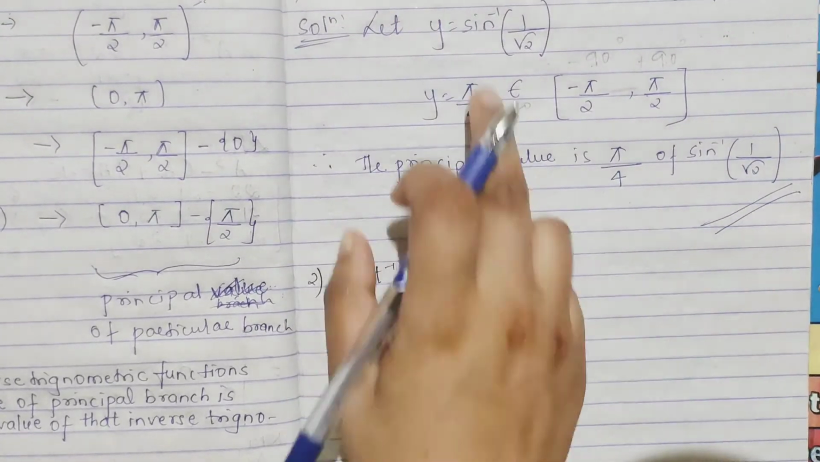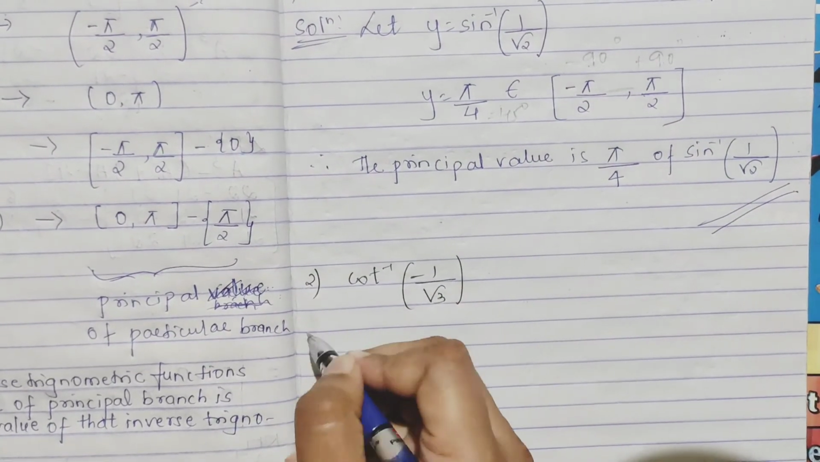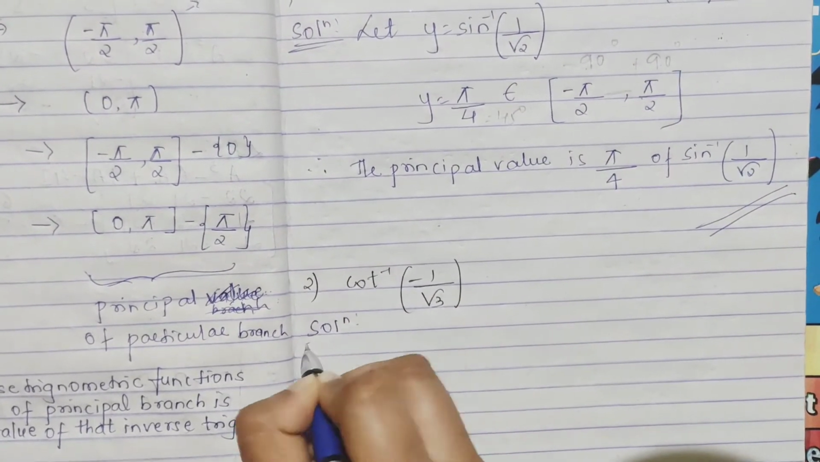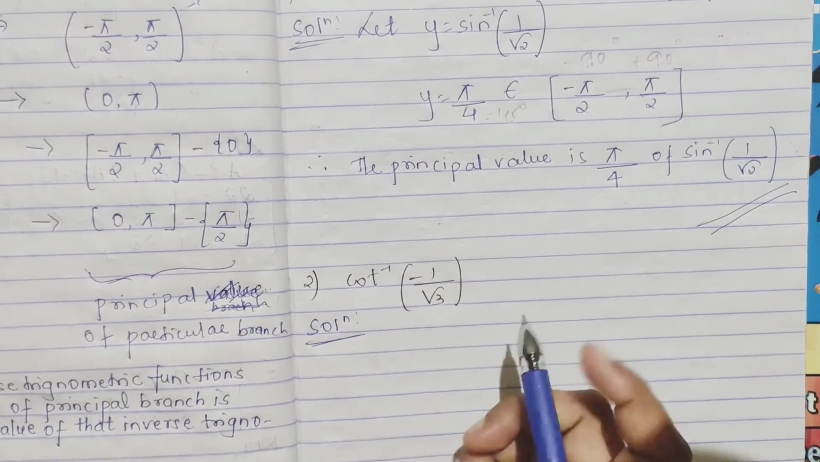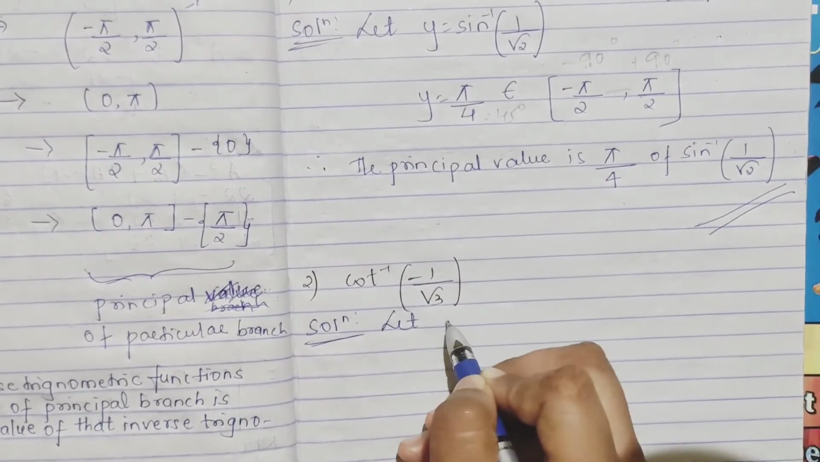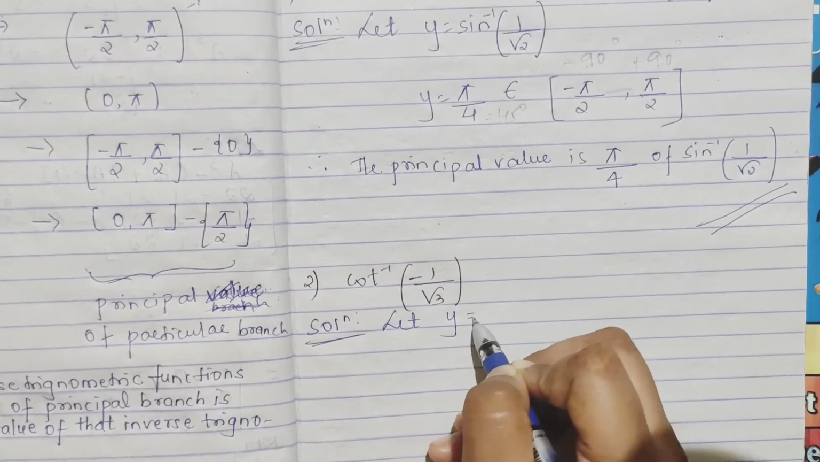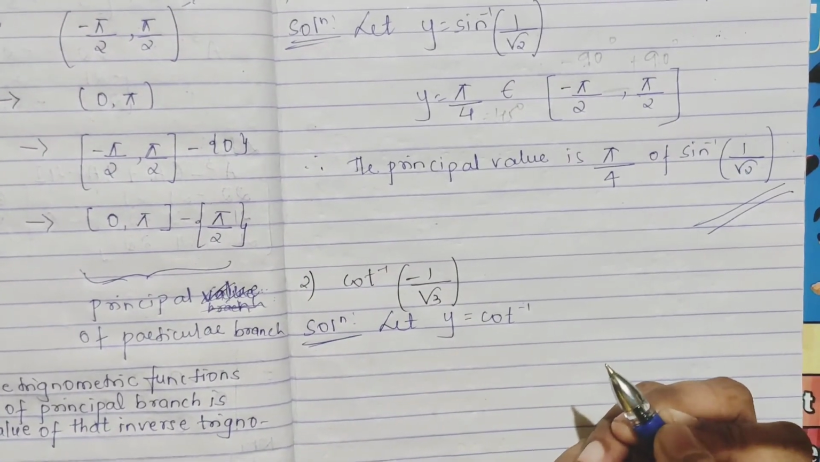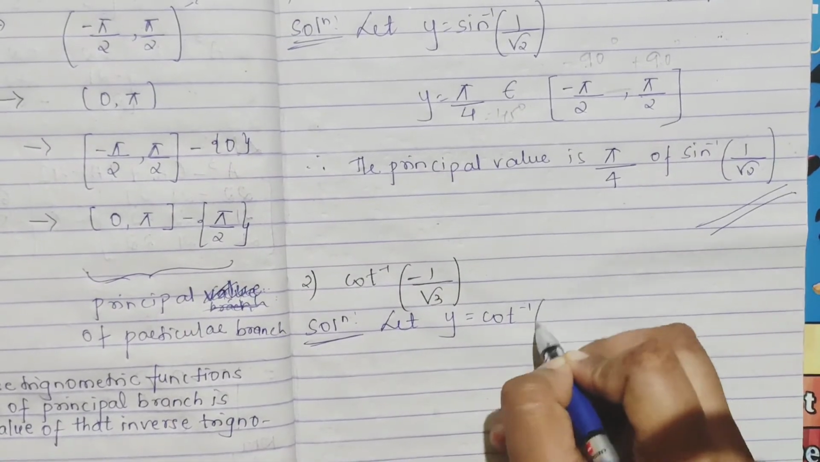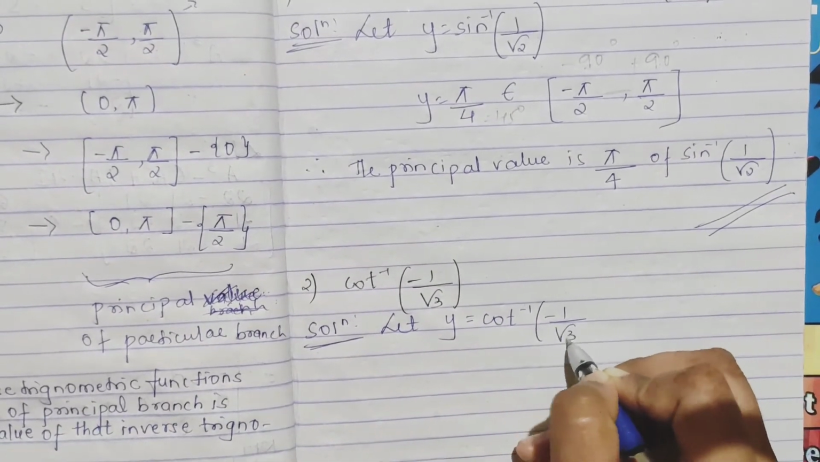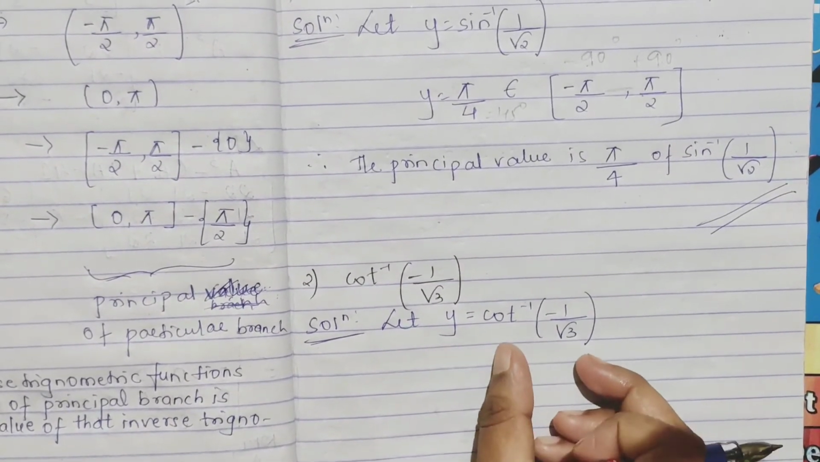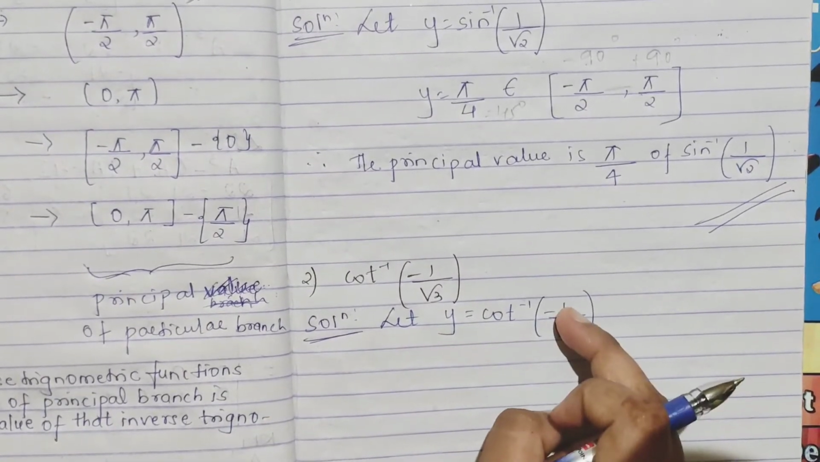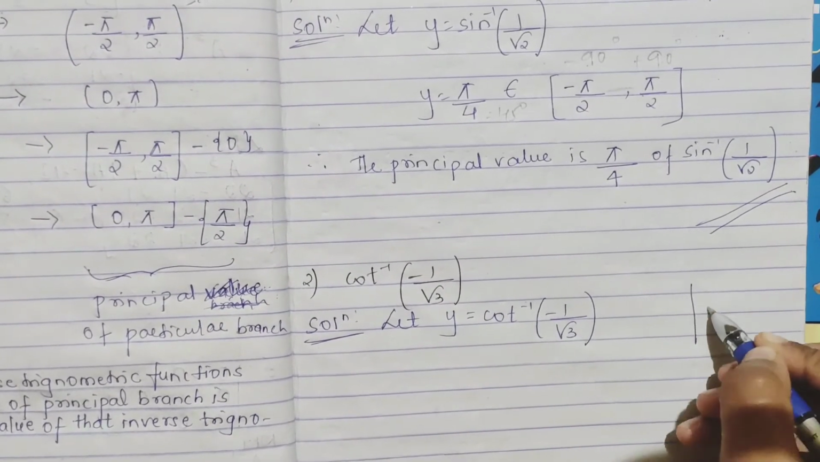One more I have taken. Question is same, find the principal value. So this also how we do. See here it is cot inverse of minus 1 by root 3. So first what we will do, let y is equal to cot inverse of minus 1 by root 3.